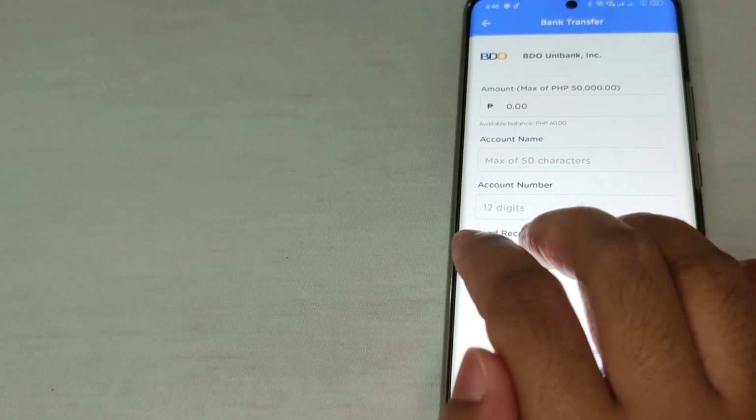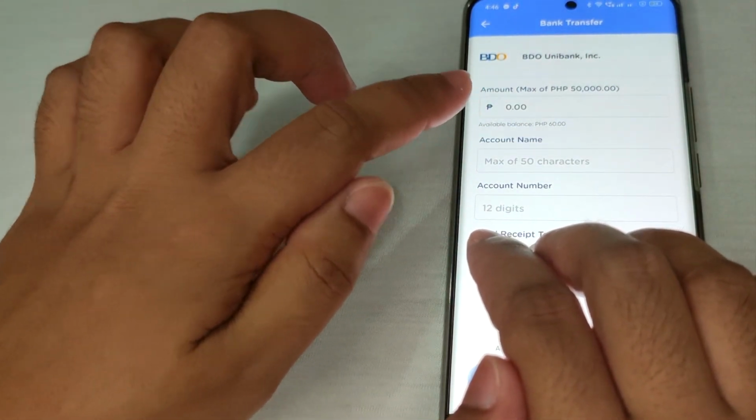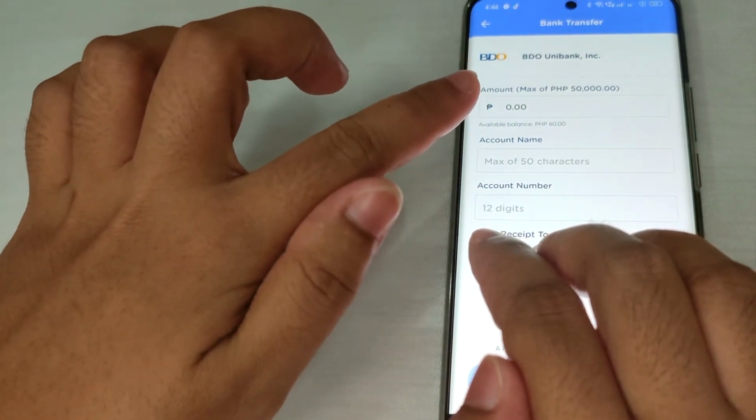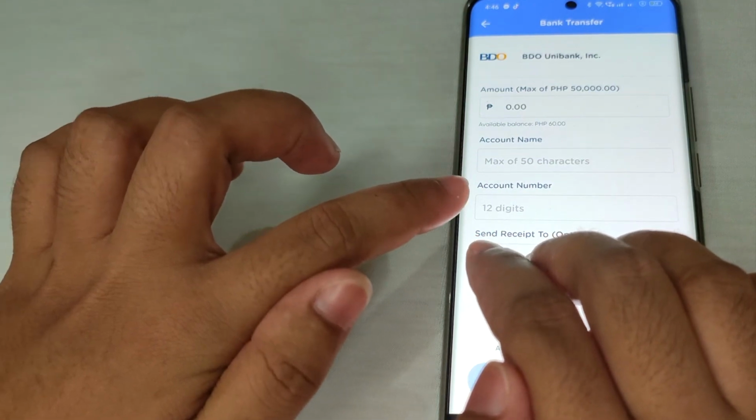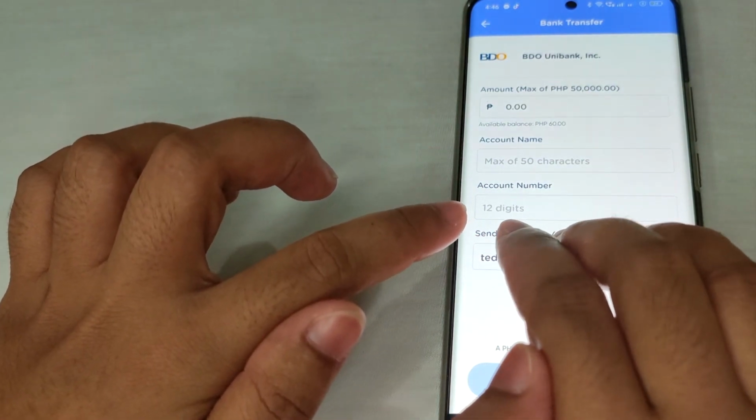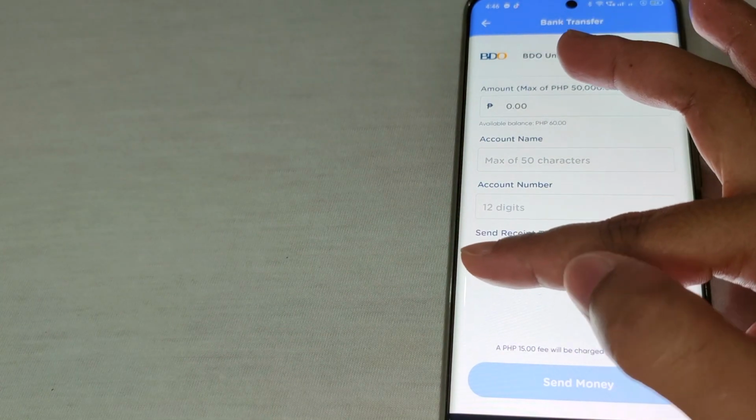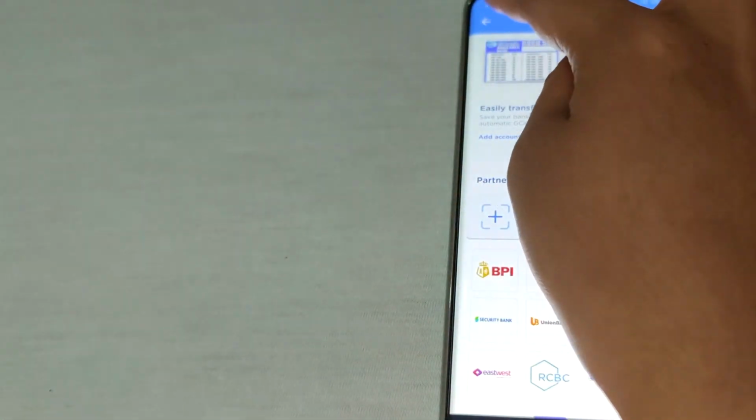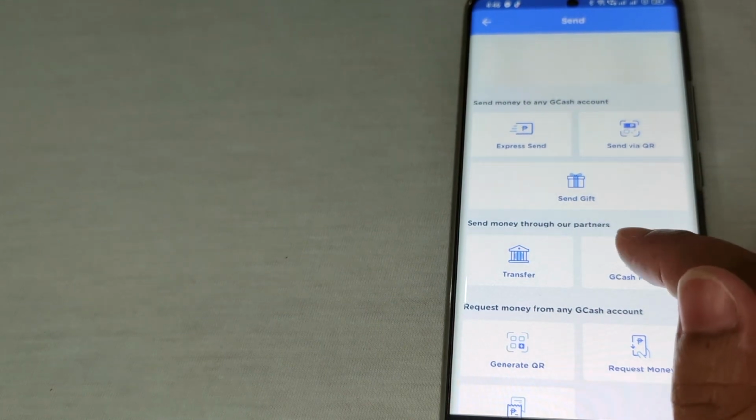As you can see, guys, there is a field for the amount where you are going to input the amount of money, and of course the account name of that person and his or her account number. After that, there is a Send Money button, so all you have to do is click that.